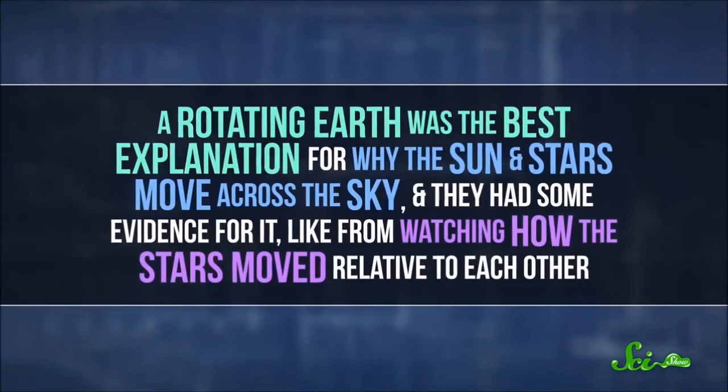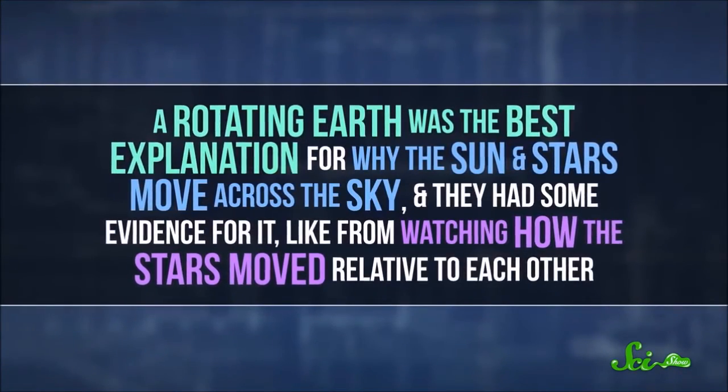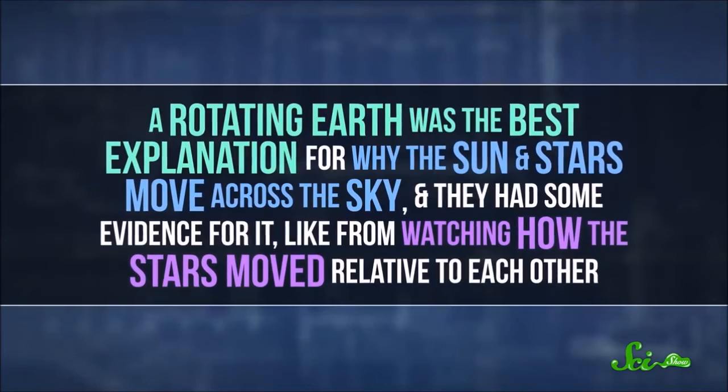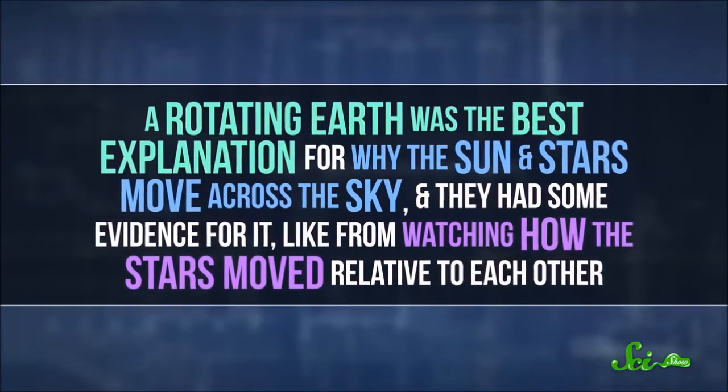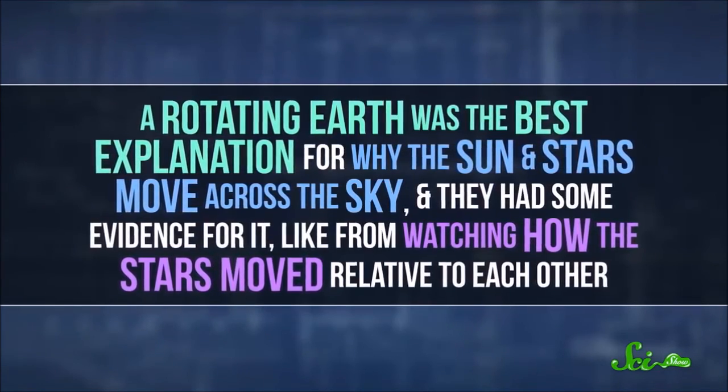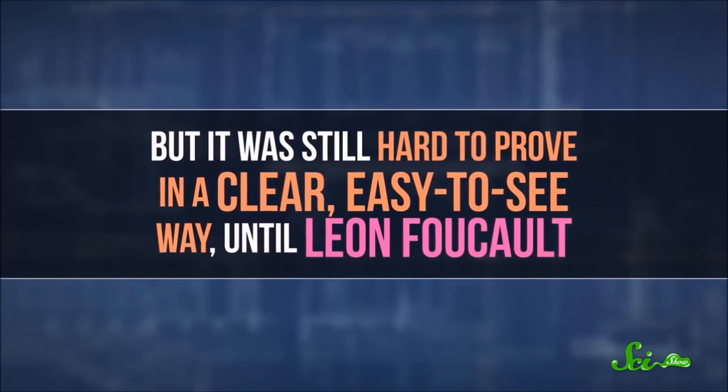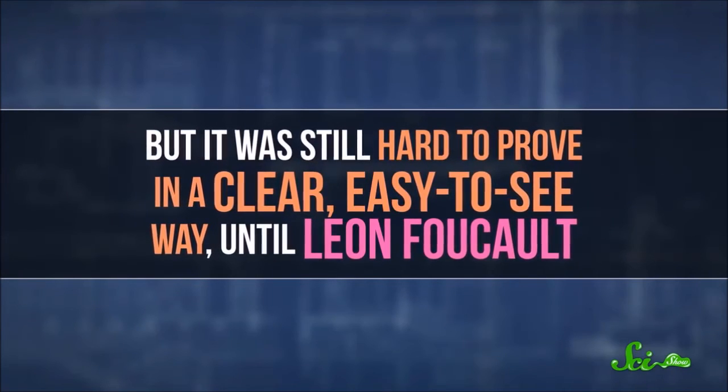Unfortunately, or maybe luckily, physicists at the time didn't have much access to cannons. Besides, it would be tough to track the path of the cannonball and see if it curved or not. Now by the mid-1800s, most people did believe the Earth rotated because they'd finally accepted that Earth orbits the Sun. A rotating Earth was the best explanation for why the Sun and stars move across the sky, and they had some evidence for it, like from watching how the stars moved relative to each other. But it was still hard to prove in a clear, easy-to-see way, until Léon Foucault.